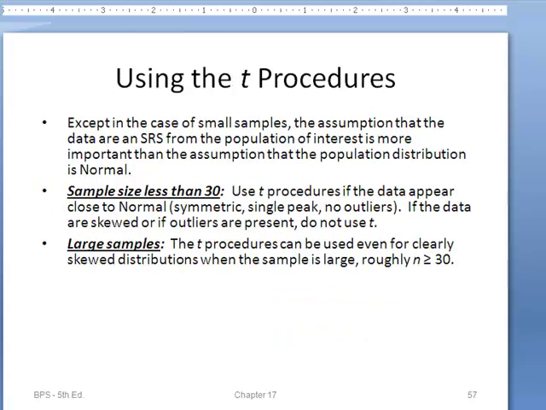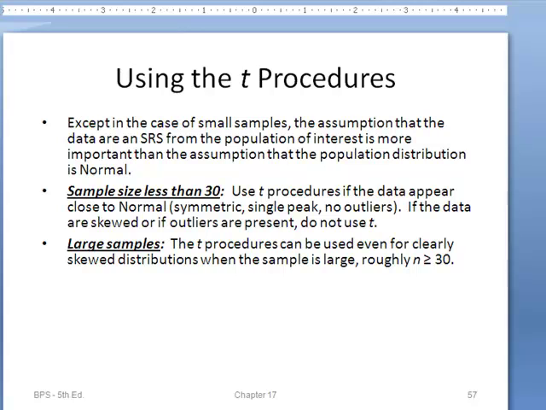Now, except in the cases of small samples, the assumption that the data are a simple random sample from the population of interest is more important than the assumption that the population distribution is exactly normal. If the sample size is less than 30, you can use the T procedure if the data appear close to normal: no outliers, single-peaked and rather symmetric. If the data are skewed or if outliers are present, don't use the T distribution.